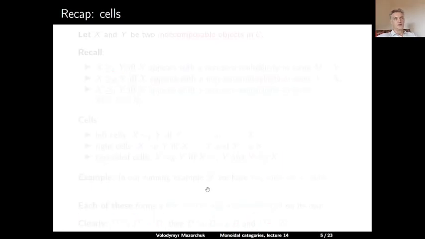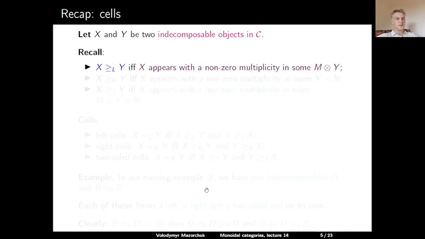Let us now recall the notion of cells in the setup of monoidal categories. Let X and Y be two indecomposable objects in C. Recall that X is left greater than or equal to Y if and only if X appears with a non-zero multiplicity in the tensor product of Y with some object M, where M is on the left of Y. Then X is right greater than or equal to Y similarly, if X appears with a non-zero multiplicity in the tensor product of Y with some object N, but now N is on the right.